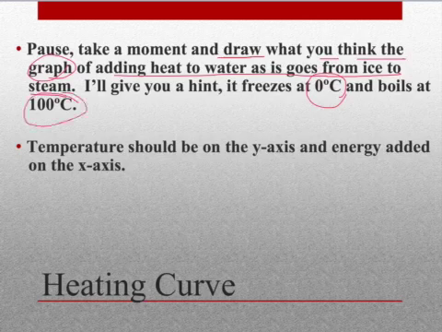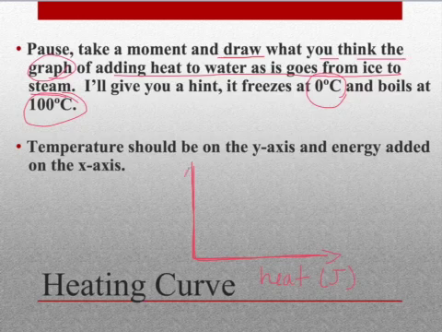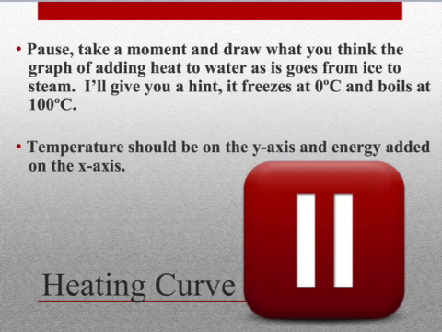When you draw your graph, this is what the basis of your graph looks like. You've got your two axes, and you should have the heat added here in joules, so increasing heat. And this axis here would be your increase in temperature in degrees Celsius. So go ahead and pause and do just that. All right. Hopefully you finished by now. Hopefully you actually hit pause and drew that.